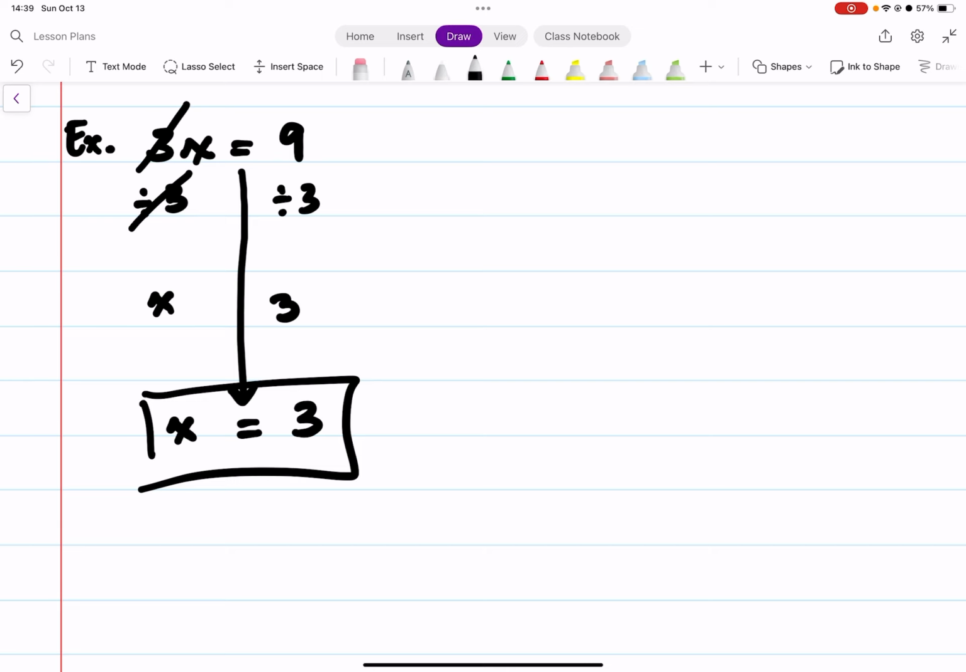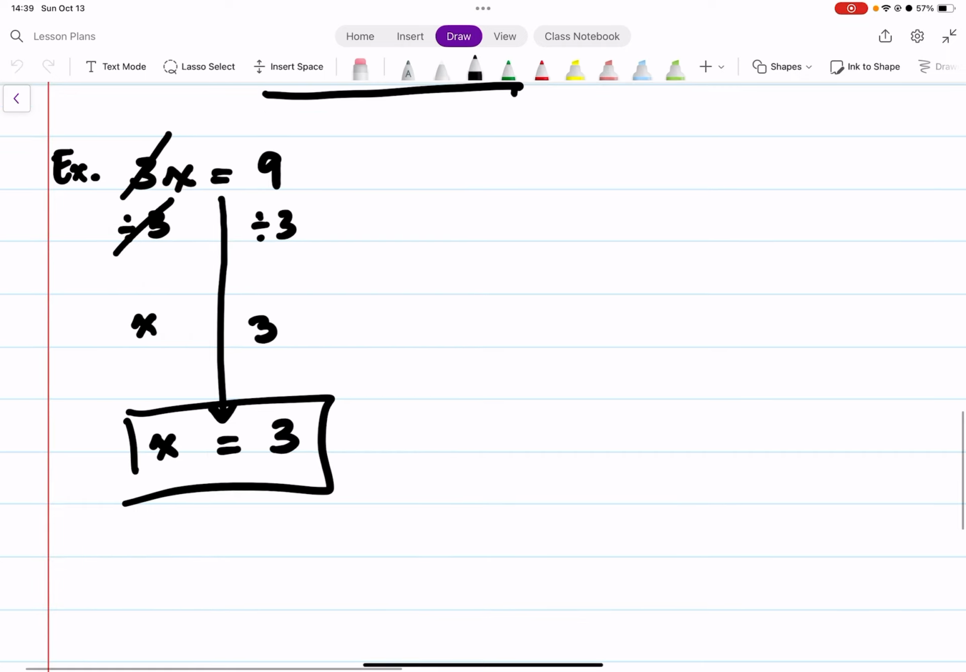And that's it. All right, so now if I take a look at the original question, 3 times something equals 9. Well, yes, 3 times 3 is equal to 9. So I can definitely put the x as 3.